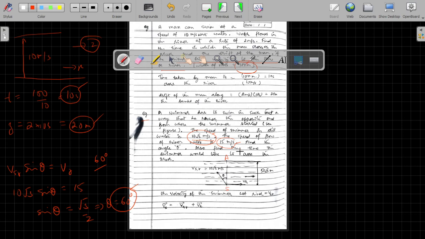We also have to find the time taken to cross the river. The velocity of the swimmer in y direction would be 10 root 3 cos 60 degree, so this value would be 5 root 3. It has to travel a distance of 50 root 3 meters. The time taken would be the distance which we have to cover divided by this velocity.